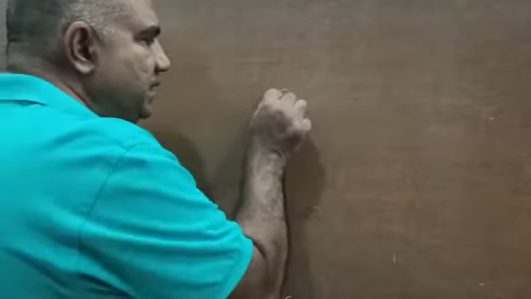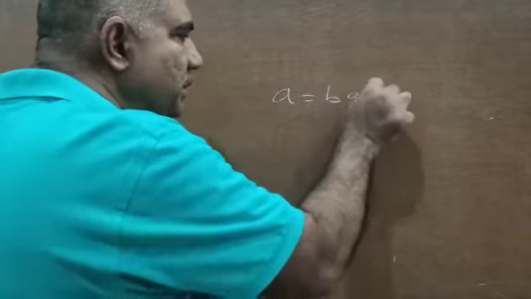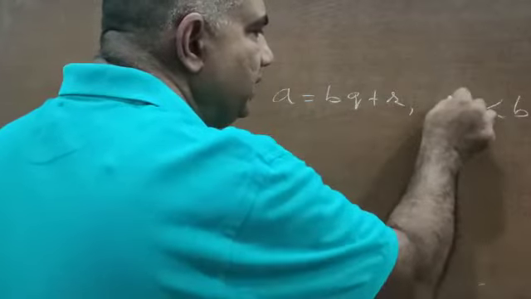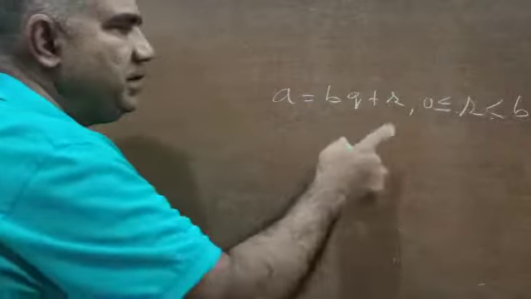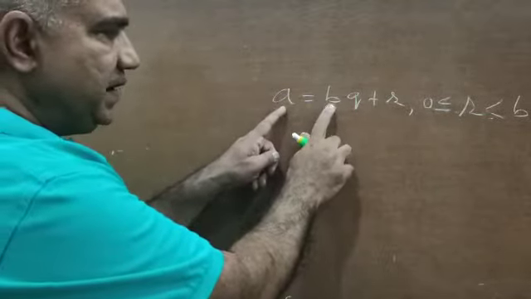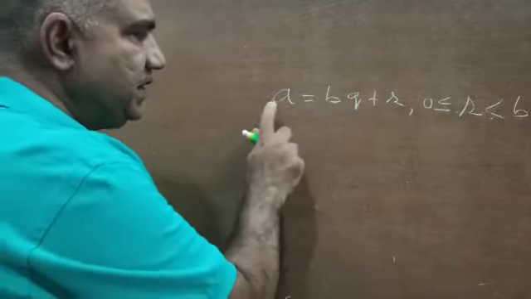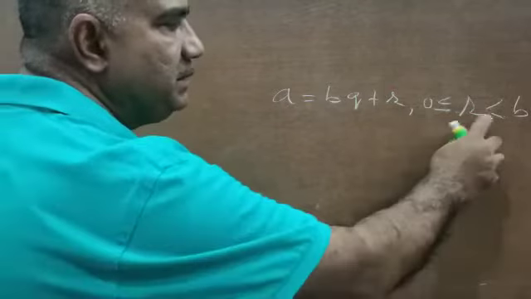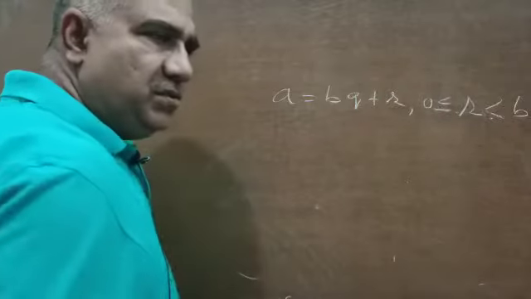Euclid division lemma states that A is equal to BQ plus R, where R has to be less than B, and could be equal to or greater than 0. The statement goes like this: if you are given two positive integers A and B, there exist two unique integers Q and R satisfying the relation A is equal to BQ plus R, and another condition it must satisfy is that R must be less than B, the divisor, and it can be equal to or greater than 0.